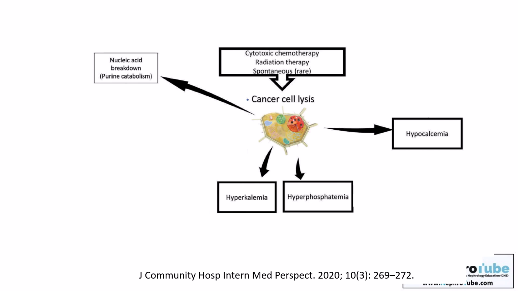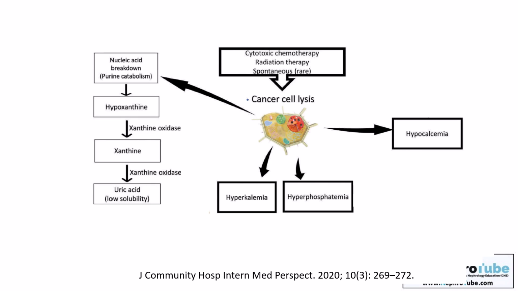Also, due to cancer cell lysis, there will be nucleic acid breakdown of the cancer cell itself, and this will release hypoxanthine. By xanthine oxidase, it will be converted into xanthine, and again by xanthine oxidase, it will be converted into uric acid with low solubility. Later on, there may be renal dysfunction.